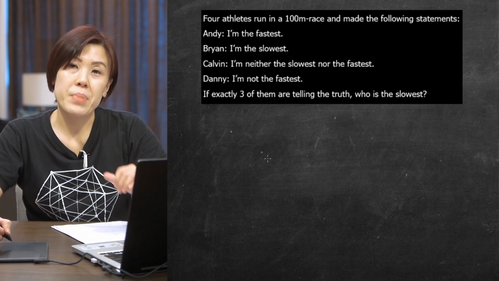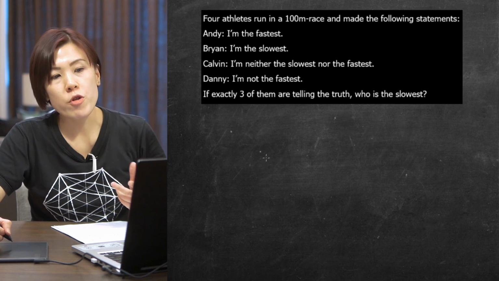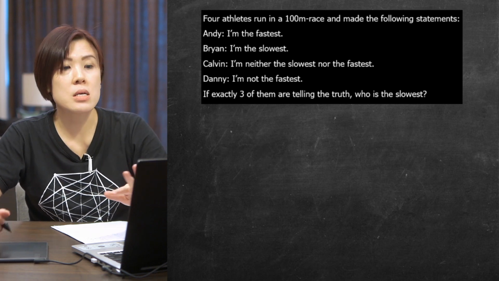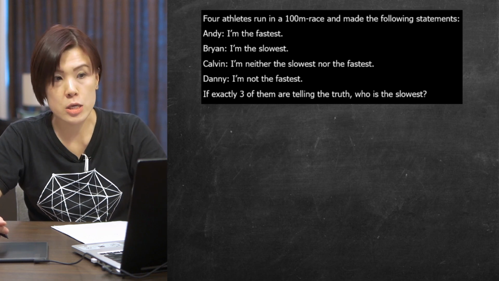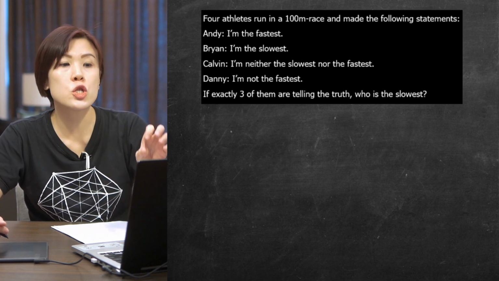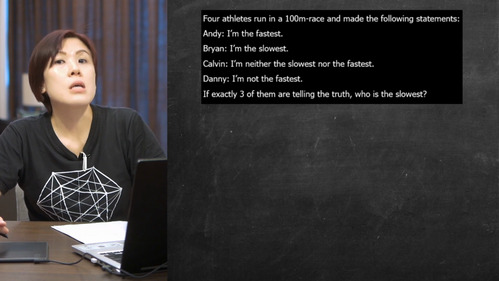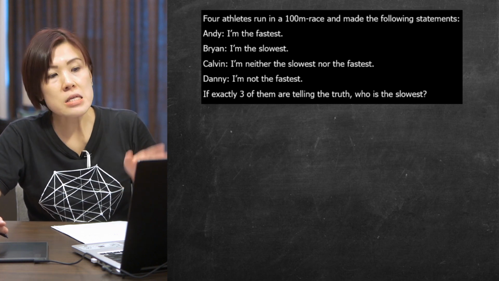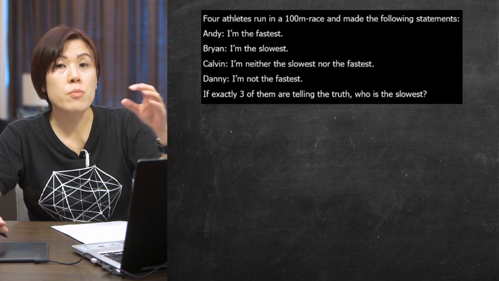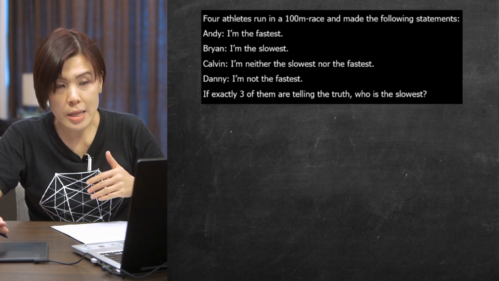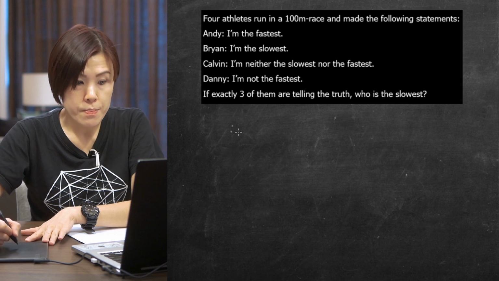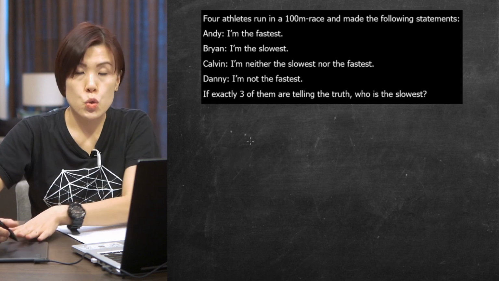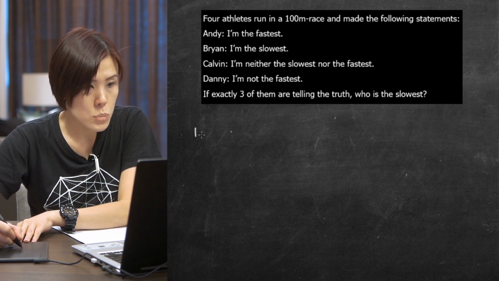As I explained in the last video, in order to solve this puzzle, I will construct a diagram and make assumptions like Andy is the slowest, and study these conversations to check whether this assumption is valid. If it's not valid, then we move on to the next assumption, maybe Bryan is the slowest, and study the conversations again. So first, I will need to draw this diagram.